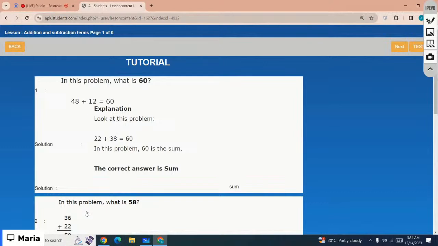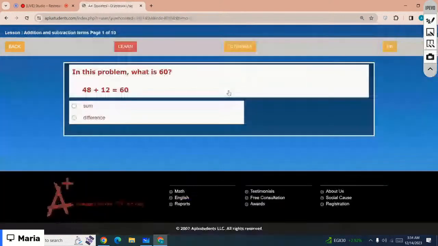So 60 is the sum of 48 plus 12. That means if you are adding two numbers, their answer is the sum of the two numbers, right? The correct option is sum. Let's just start with the test questions. In this problem, what is 60? Sum or difference? Which is the option?